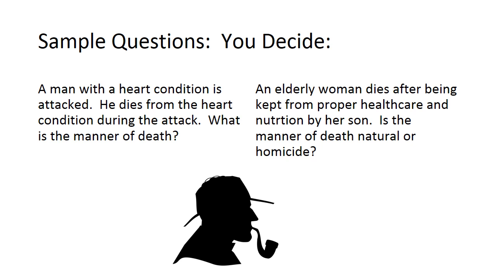Okay. So in the first one, the man has an underlying heart condition, and it's that heart condition that kills him, but it would not have presented itself without the attack. So the manner of death would be ruled a homicide, because it's not a natural death. The man would have been fine, would have lived for who knows how long. It's the attack that causes it.